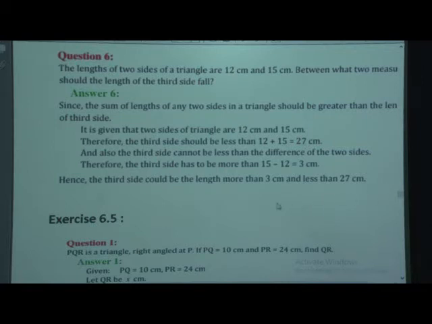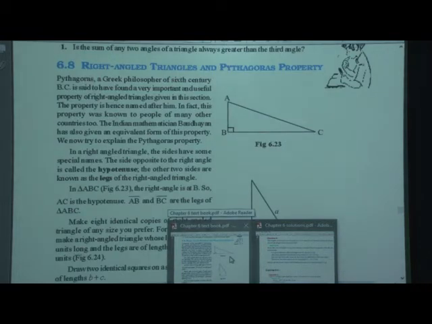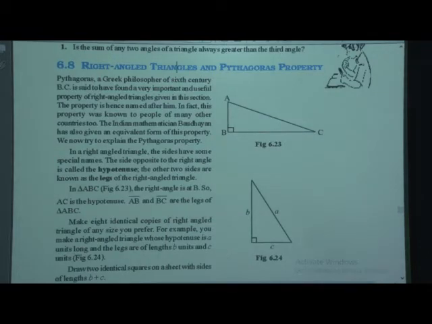Here we just have to prove that the sum of the lengths of two sides of a triangle is always greater than the third side. So already we had seen this type of example, so it was easy for you to write the steps.